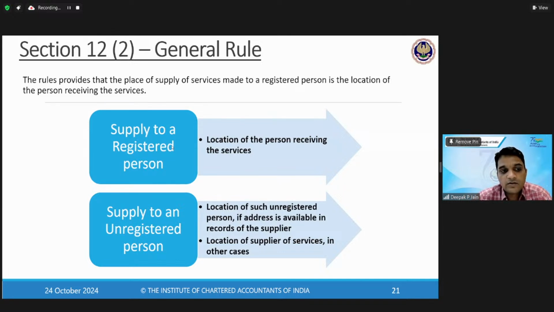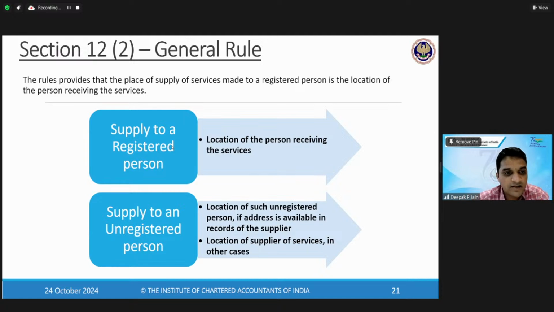Tell me, what is the place of supply? A chartered accountant registered in Bangalore is providing services to a client in Bangalore, but the client is a registered person who is registered in Tamil Nadu. So what is the place of supply? Services are being provided in Bangalore. Bangalore, because it's being received in Bangalore.